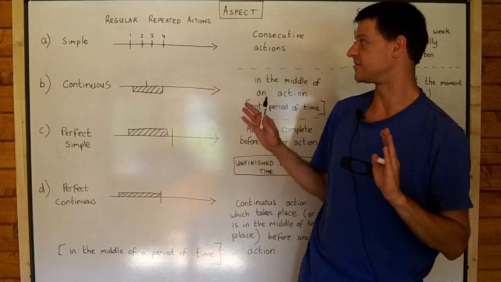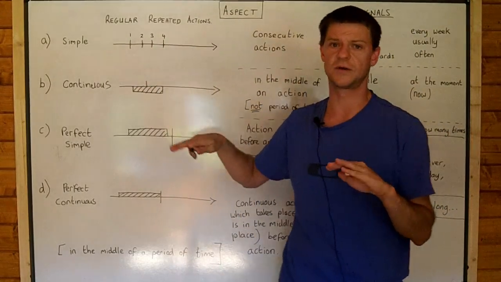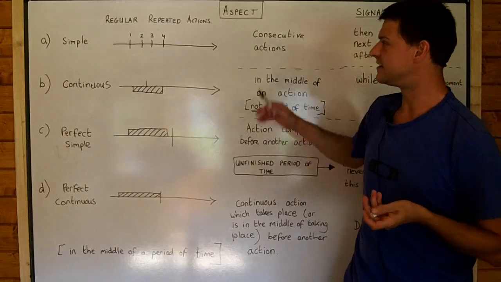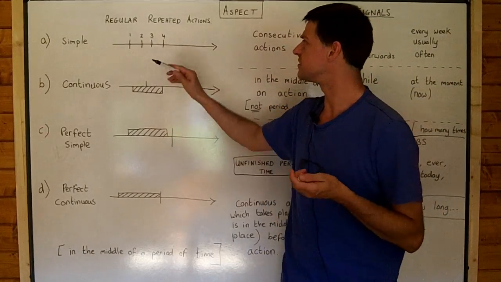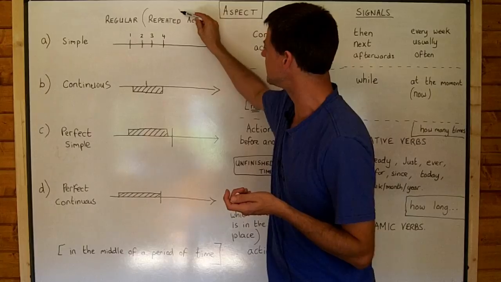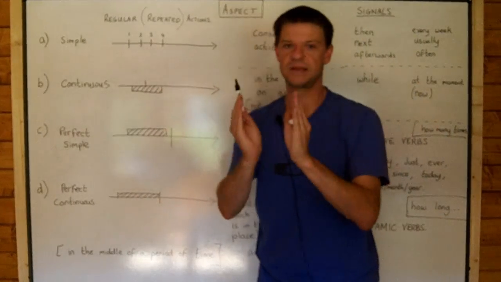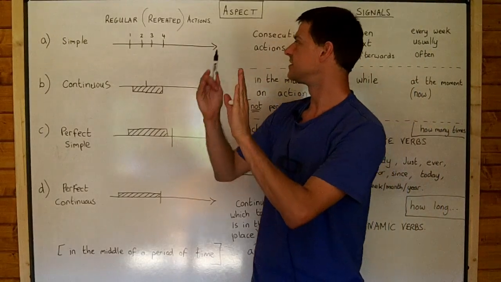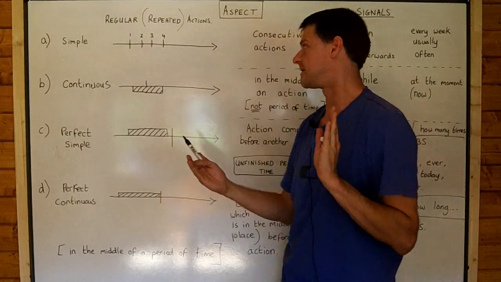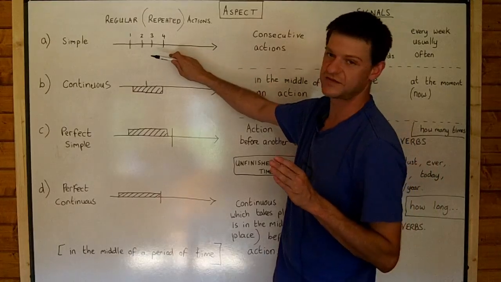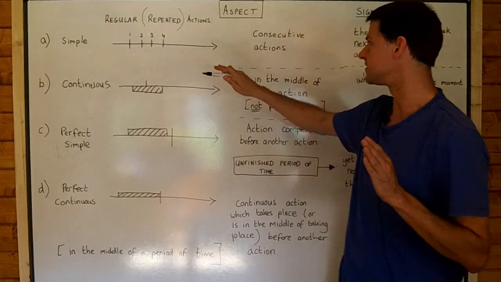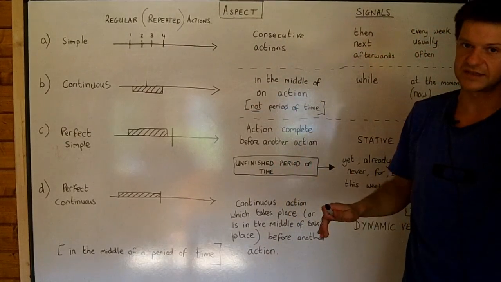So that's the simple aspect. And the same for future simple, by the way, which is will. It's also for regular repeated actions. They don't have to be repeated, by the way, just regular actions which happen. Anything which is a simple, complete action, and it happens, and then the next one happens, and then the next one happens. So this is the most obvious tense. It's used more often than any other tense, and it's certainly for consecutive actions.